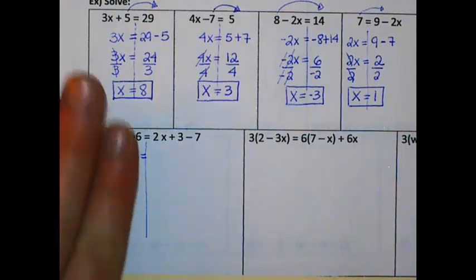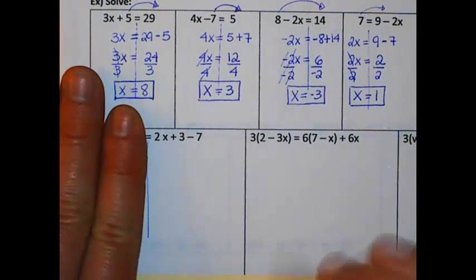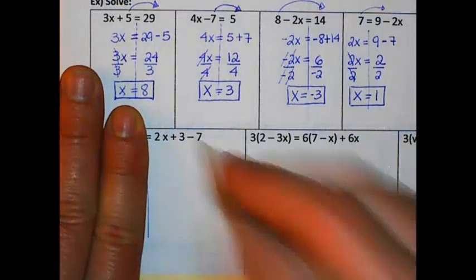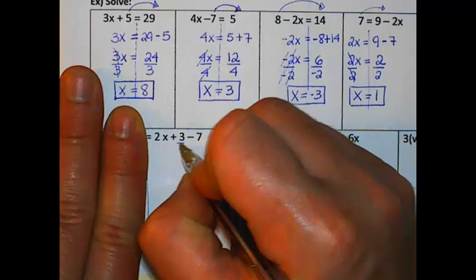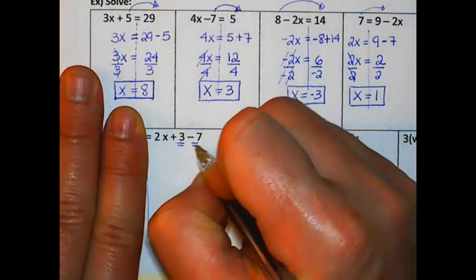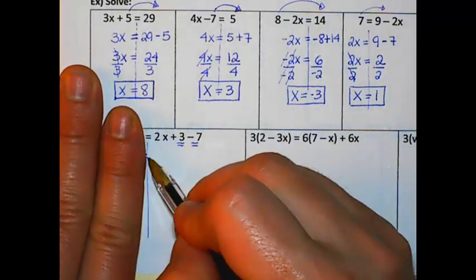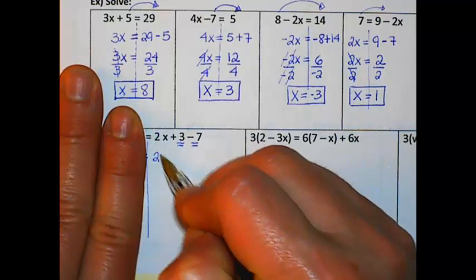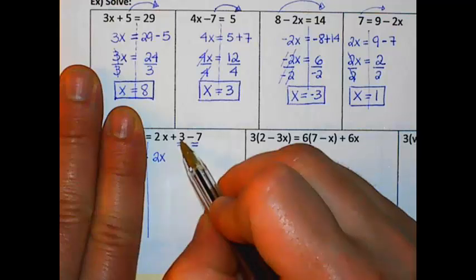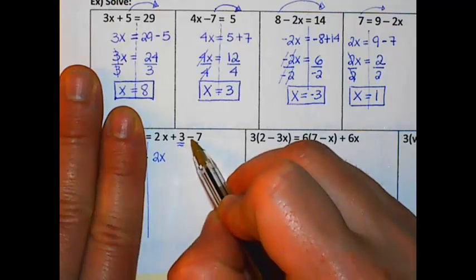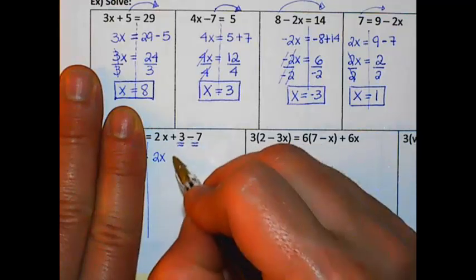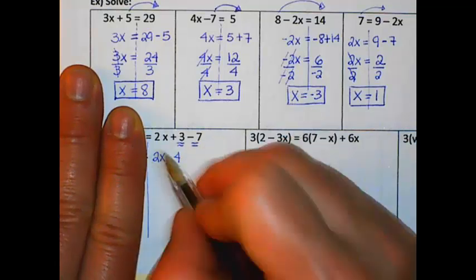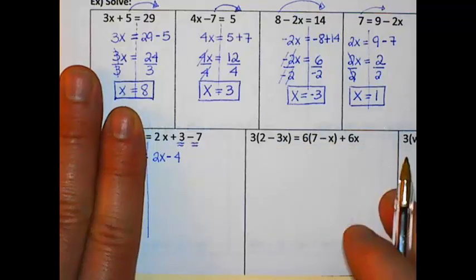Now that we combine this side, let's forget about this side for a second and let's focus our attention on the other side. What can I combine on this other side? I can combine the 3 with the negative 7. With the 2x, there's nothing I can combine, so all I'm going to do is bring it down. And positive 3 minus 7, signs are different. You subtract, so it would be 4. And you're going to use the sign of the biggest, which should be negative.